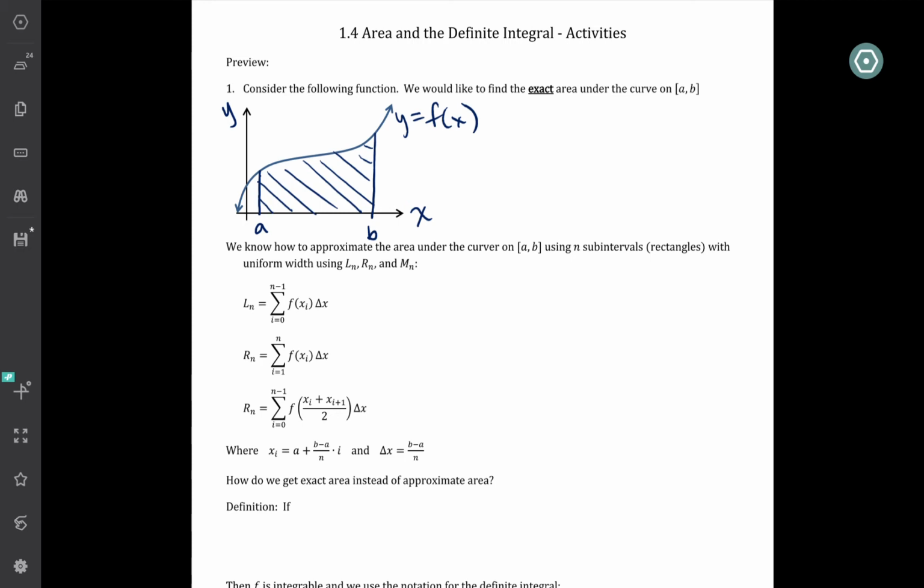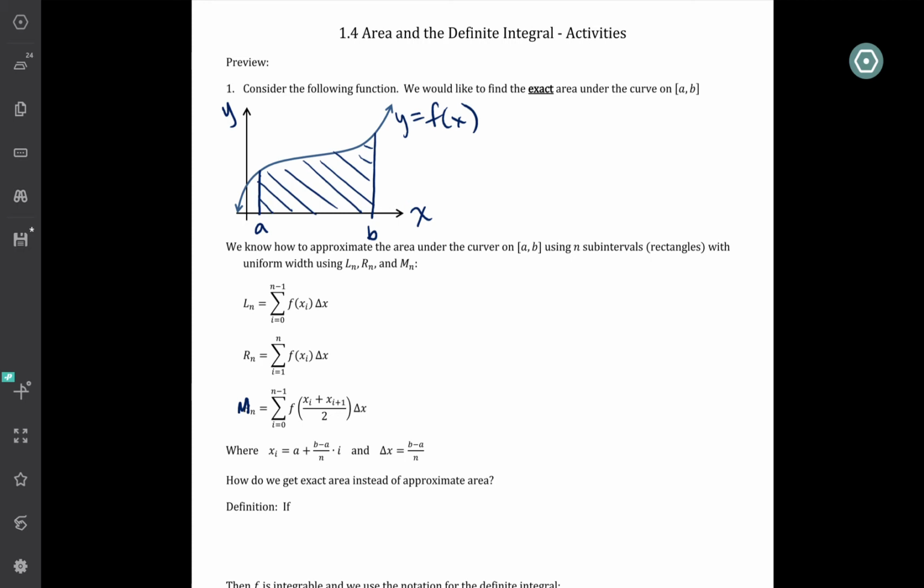Okay, so we've already talked about in 1.3 how we would estimate the area under the curve, the area that I've just shaded, using rectangles. So we should be pretty comfortable, I hope, with using a left-hand sum where the height of our rectangle is determined by the leftmost x value, a right-hand sum where the height is determined by the rightmost x value, and, oh my goodness, this is an M, not an R, the midpoint rule, where we use the middle x value in our interval to determine the height of our rectangle.